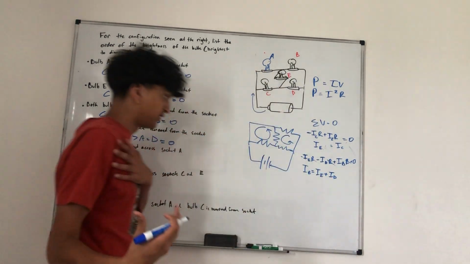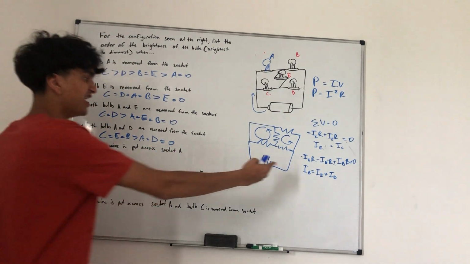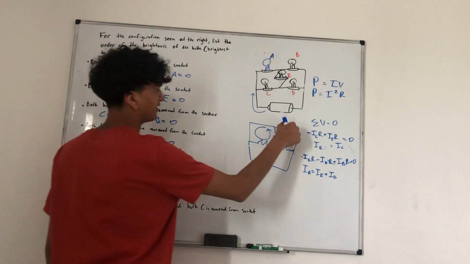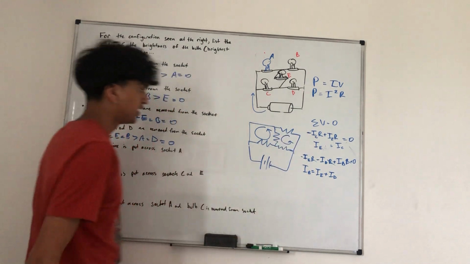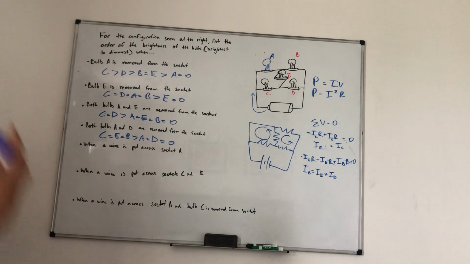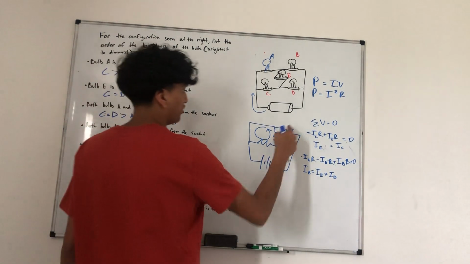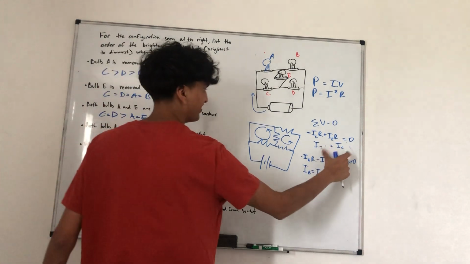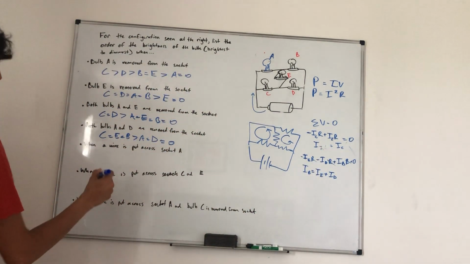In other words, the current going through B is the sum of the currents going through E and D. So I know for sure B is going to have more current than E and D. Which means B is going to have more current than C, because C and E are equal currents, right? So this is the statement right there. So I know B is actually going to end up being the brightest.